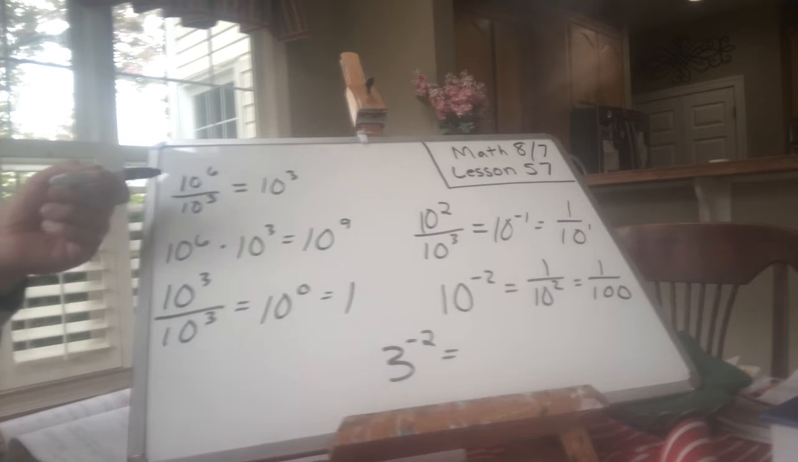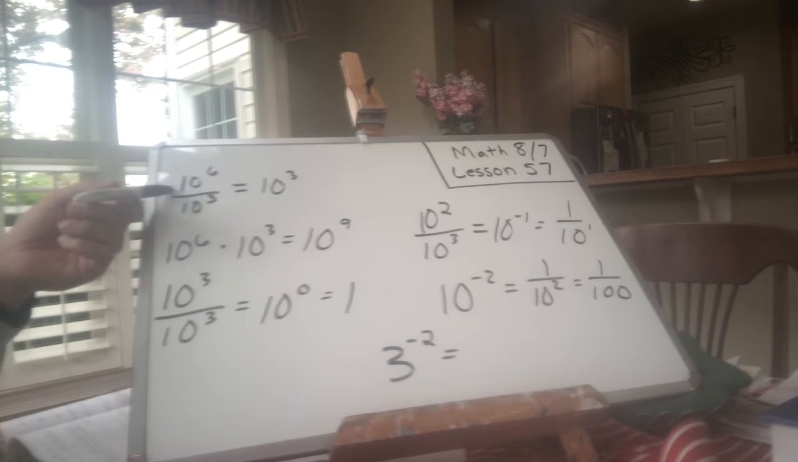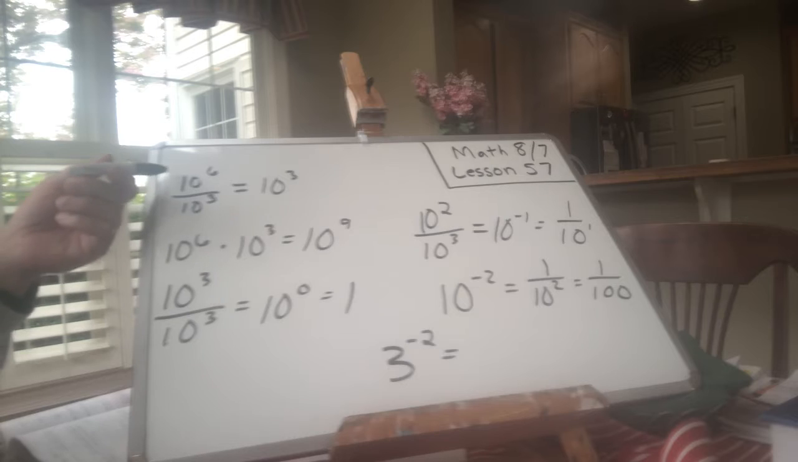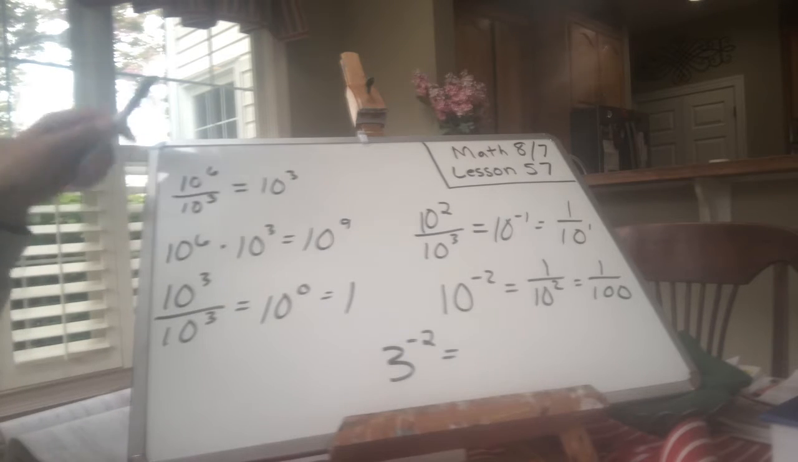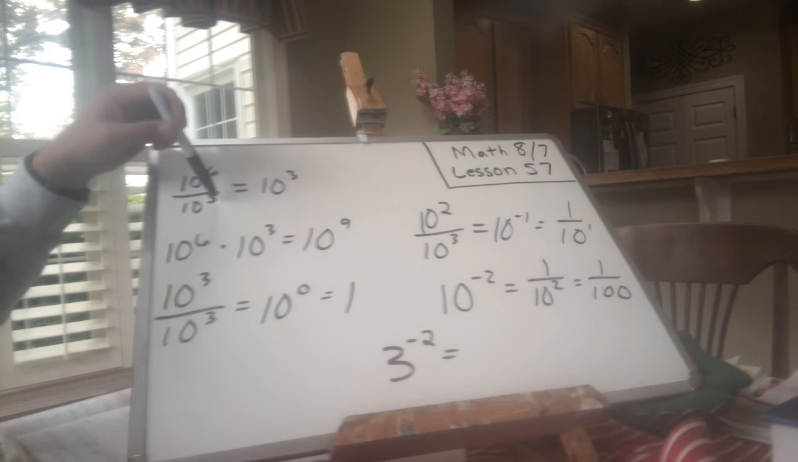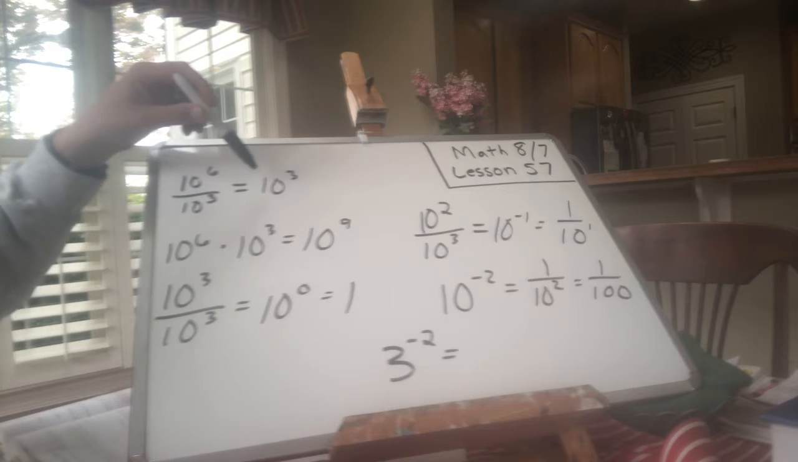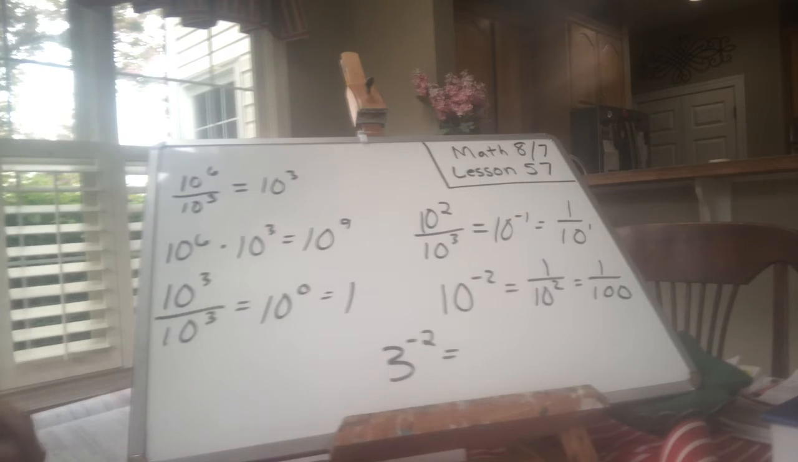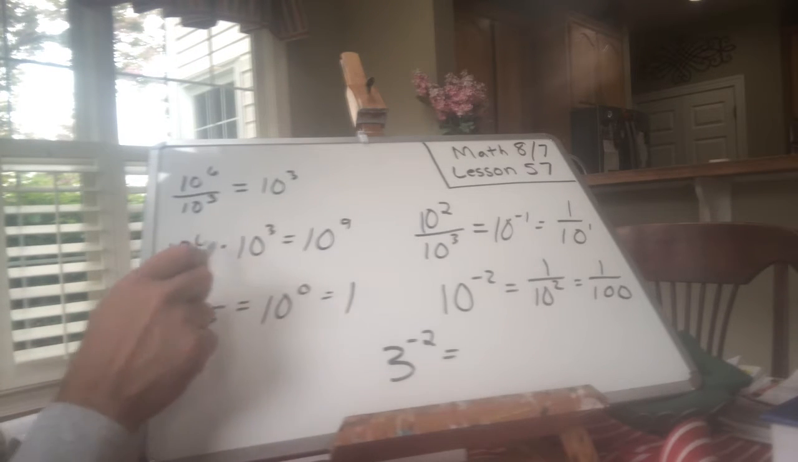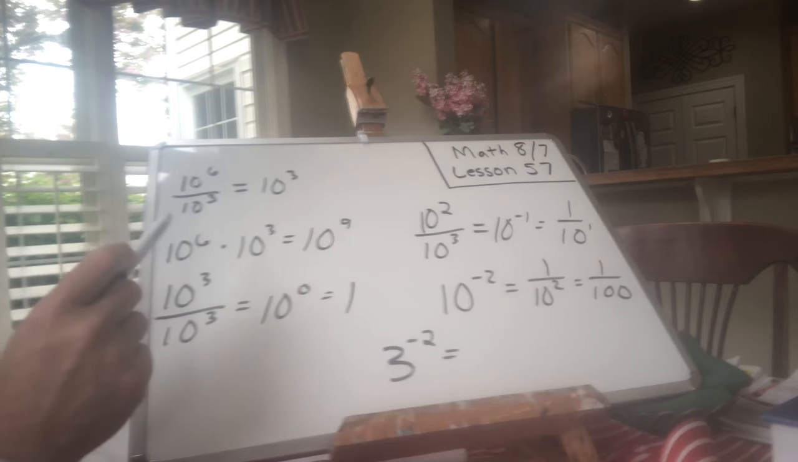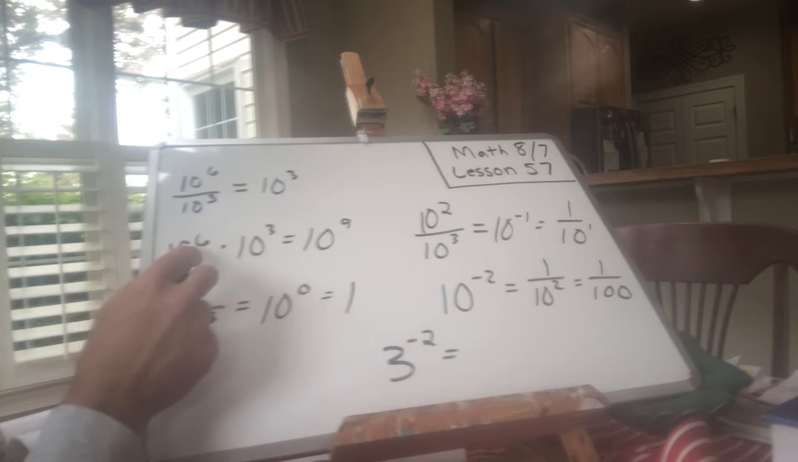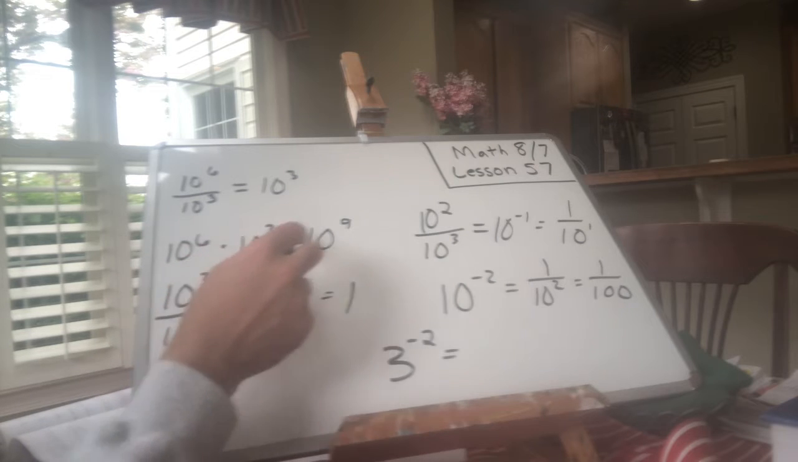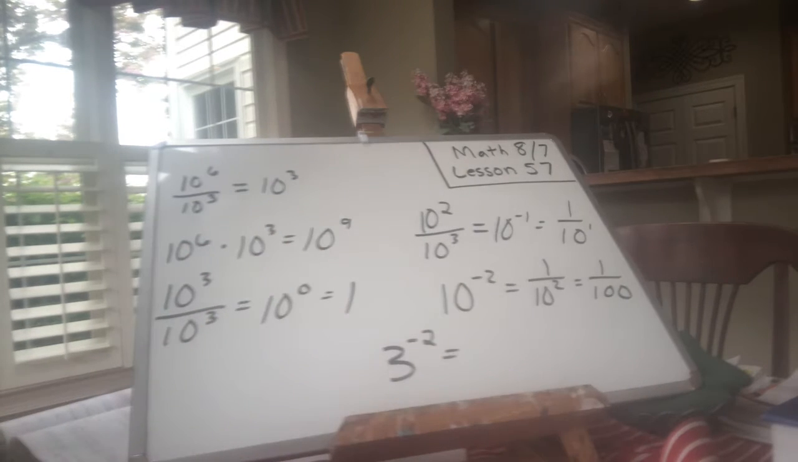When we are dividing 10 to the 6th divided by 10 to the 3rd, we are going to be subtracting exponents. So 6 minus 3 would be 3. This would equal 10 to the 3rd. When we multiply exponents of 10, we add the exponents. So this would be 10 to the 6th times 10 to the 3rd. We would add, and it would equal 10 to the 9th.